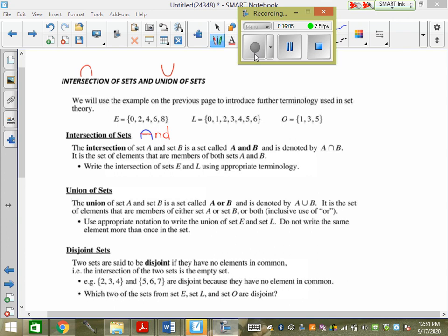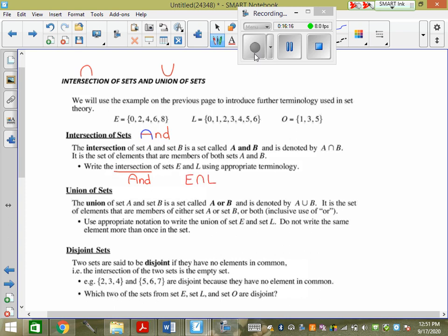So here it says, write the intersection. Intersection is this symbol. This symbol can be written as an and, so it means and, right? The intersection of E and L. So I'm going to write that out. E and L. They could write it like this too. They could go E intersection L. Right? Or they could go E intersection L. Both of those mean the same thing. They both mean E and L.